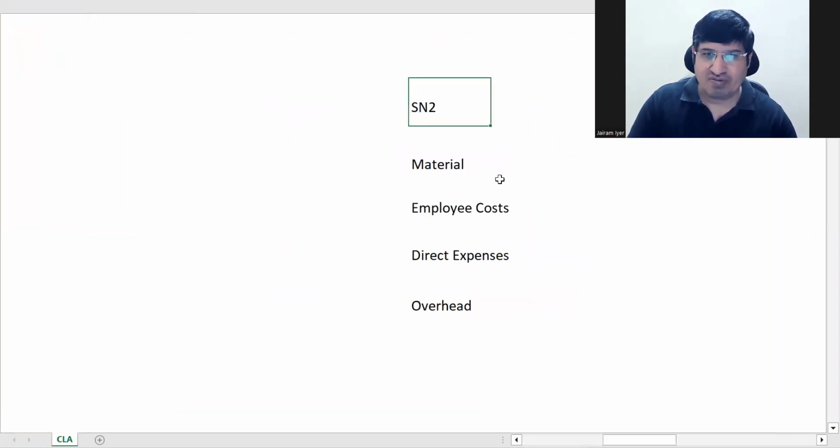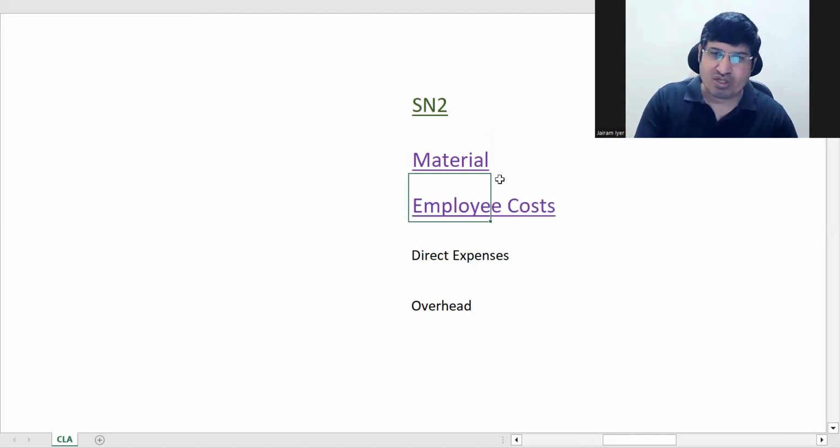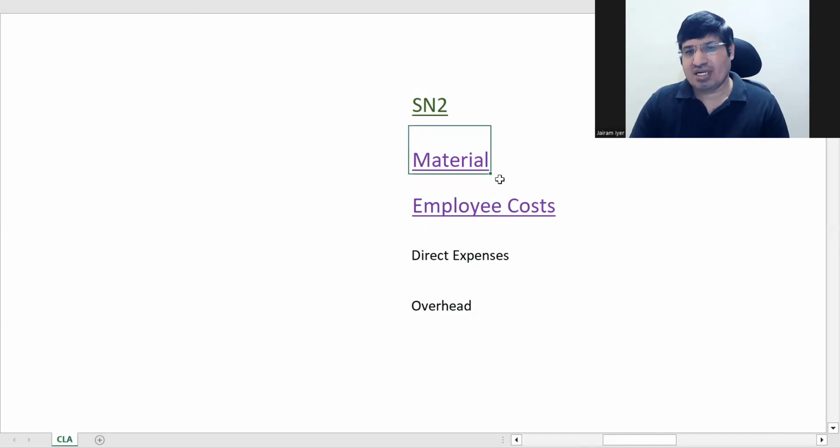Basically, we're going to have four main chapters in Study Note 2, right? So first one is material, and next is employee costs. Material is given by Cost Accounting Standard 6, and employee costs by Cost Accounting Standard 7.